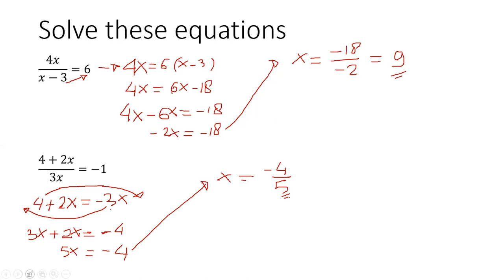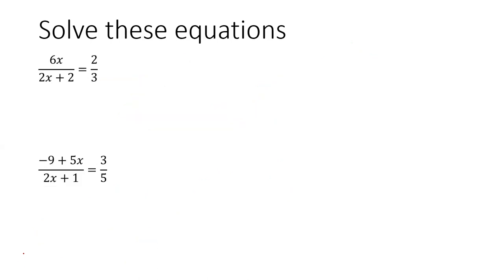Right. Now we're gonna move to the next problem. This one. 6x over 2x plus 2 equal 2 over 3. According to my strategy, according to my method, how to find the solutions of this problem, very simple. Okay, you need to multiply 3 and 6x, then afterwards, this expression, 2x plus 2 times 2.